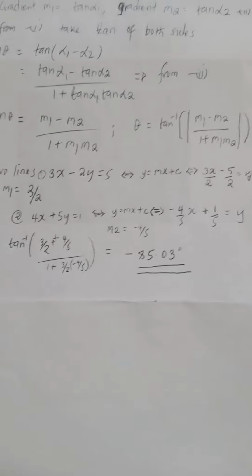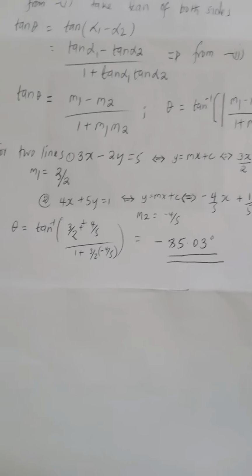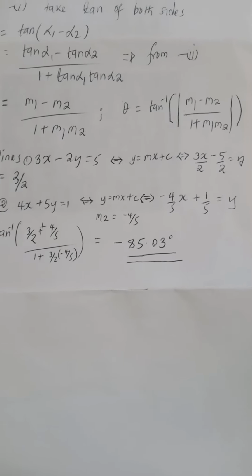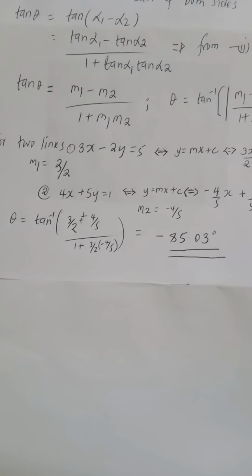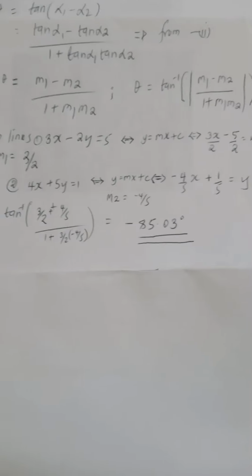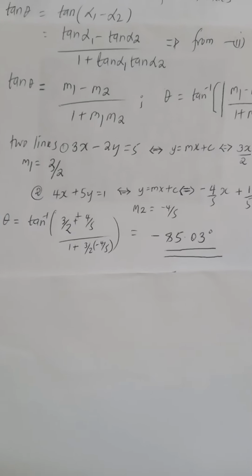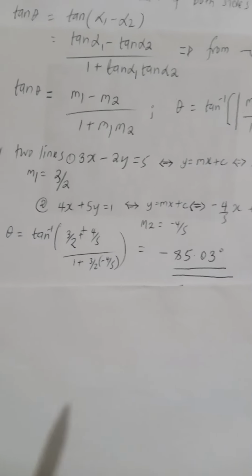Now, if we are given two straight lines and we are supposed to calculate the angle between them, arrange them in the form y equals mx plus c, calculate their gradients, and then substitute in the equation, and that will give you the final answer.